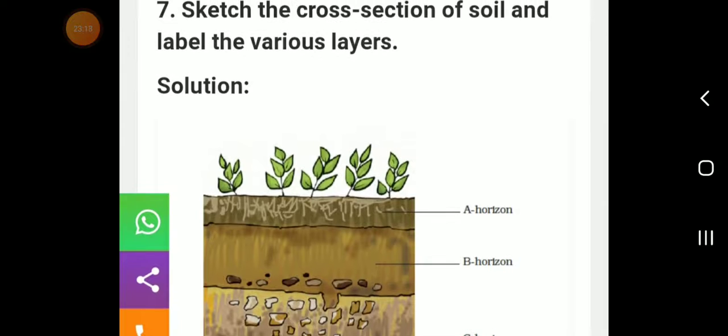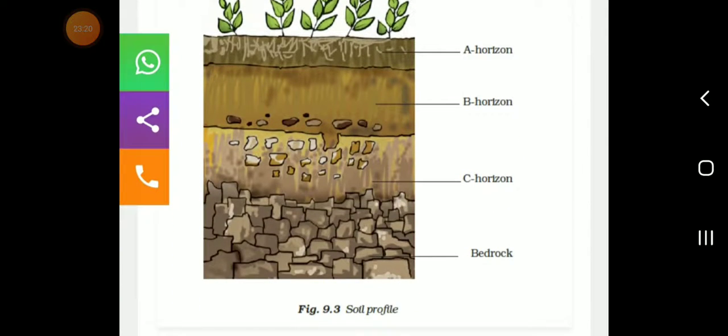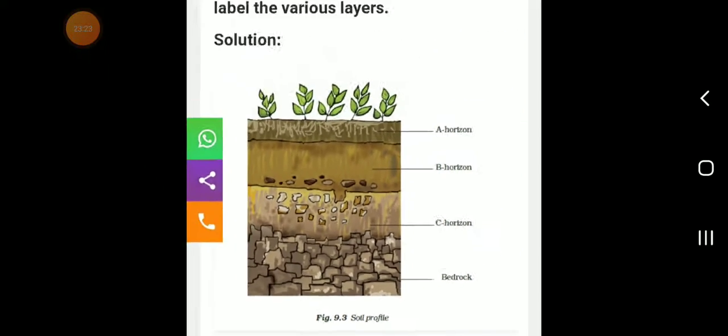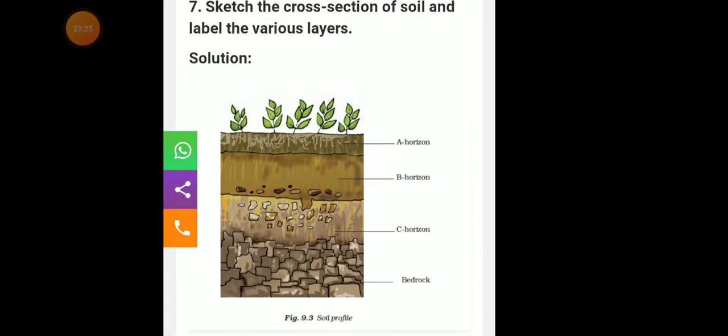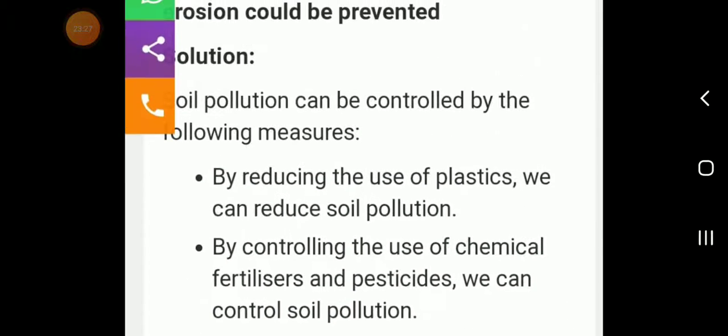Draw a diagram of the soil profile. Okay, see this picture in your book. Next, students.